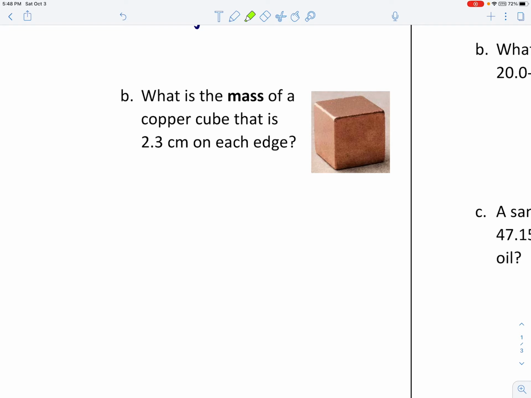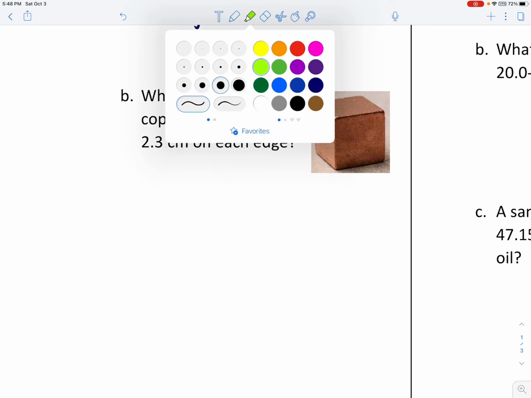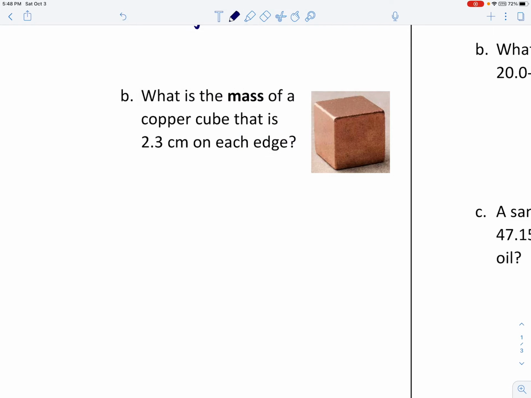If I'm looking for the mass of this cube, and it's made of copper, I'm going to use the density as a unit multiplier to do that. But we would need the volume of the cube in order to use the density and find mass. We don't have the volume, but we have the length of each edge. So this is really a two-part question. The first part, let's calculate the volume of the cube.